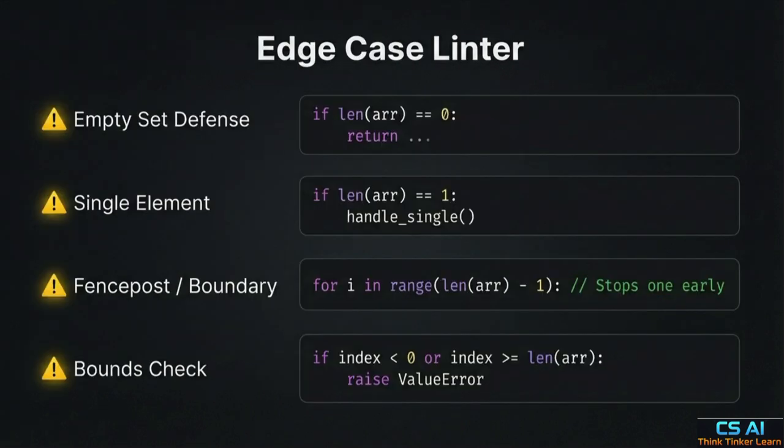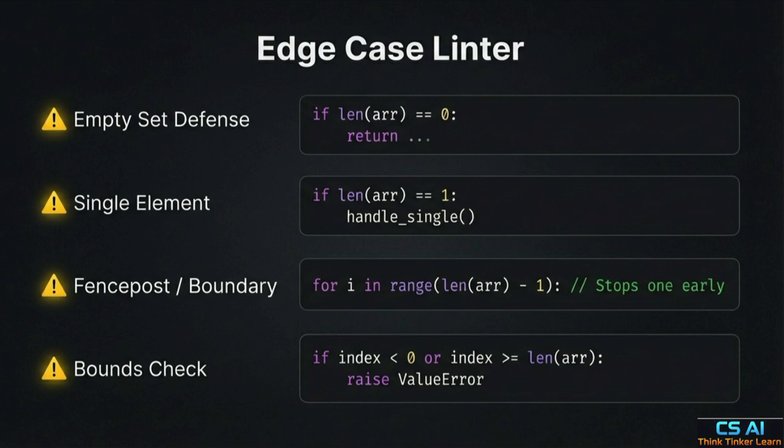A master engineer is defined by their ability to handle edge cases. This is what we call the edge case linter for your brain. When working with arrays and strings, you must always have a defense against four common scenarios. First is the empty set defense. Always check if the length of the array is 0 before starting your logic to avoid null pointer exceptions or empty loop errors.